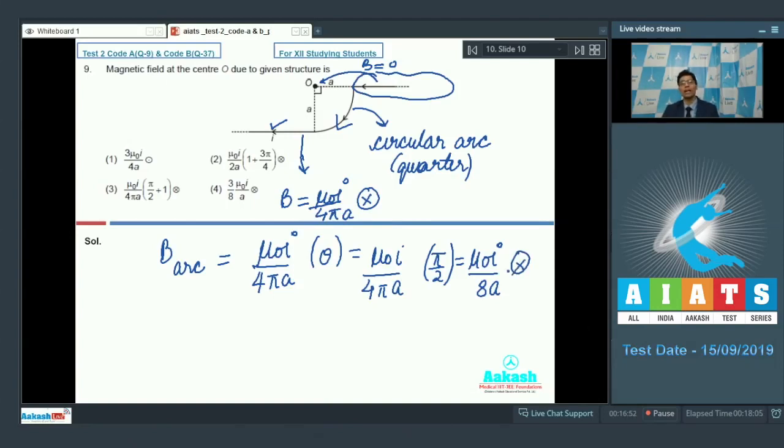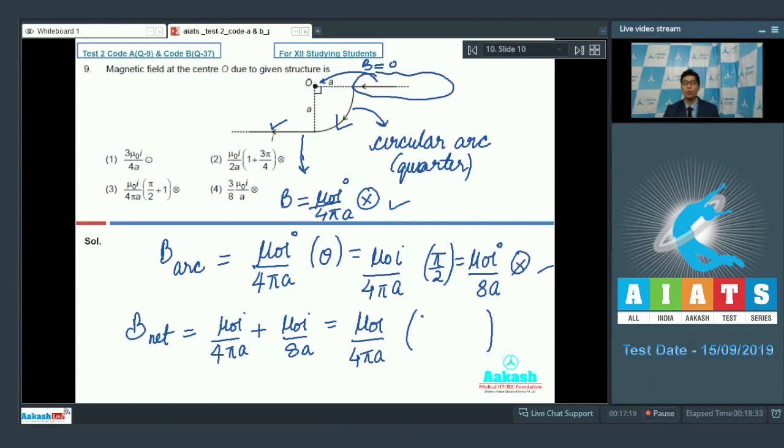So the net magnetic field would be the addition of these two magnetic fields, that is this magnetic field and this magnetic field. So the net magnetic field would be equal to mu naught I by 4 pi a plus mu naught I by 8a. We can take mu naught I by 4 pi a common and write 1 plus pi by 2, and the direction would be inwards. Now dear students, if we see the options, the only option matching our answer is option number 3, and hence the correct answer for this particular question is option number 3.